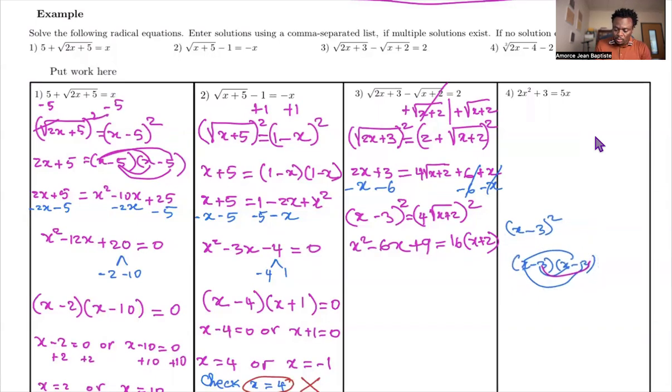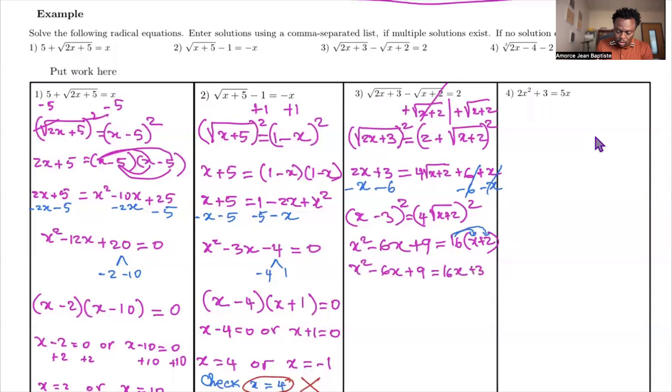We break it down. So let's distribute the 16 and then move all the terms of the equation to one side to solve the quadratic equation. So let's distribute this and then this. We get x squared minus 6x plus 9 equals 16x minus 30 plus 32, right? And then subtract 16x and then subtract 32 on both sides.